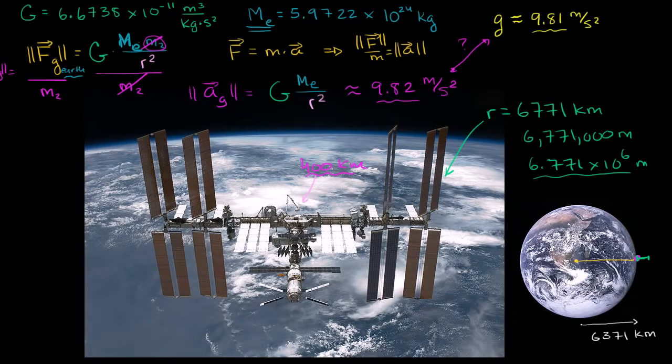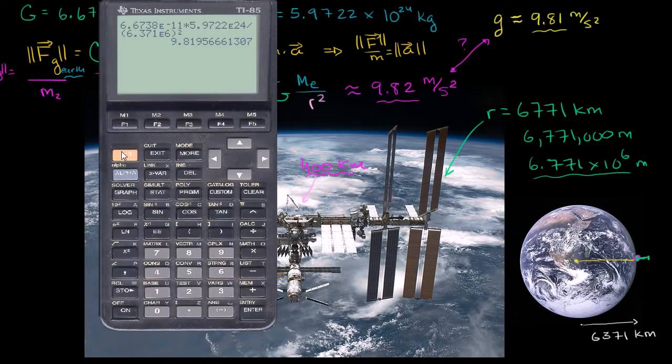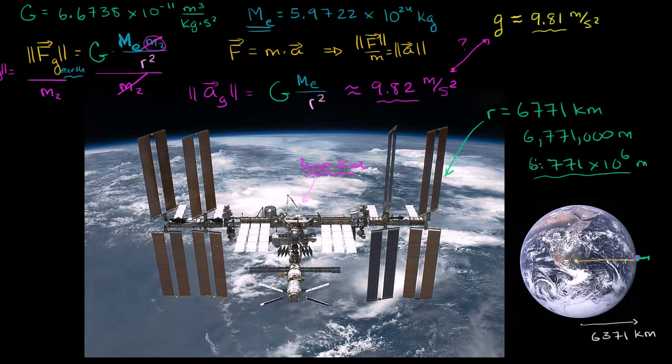So let's go back to our calculator, and we should just be able to use the last entry we had, and instead of 6.371 times 10 to the 6th, let's add 400 kilometers to that. So then we get 6.771. We're adding 400 kilometers, so it was 371, now it's 771 times 10 to the 6th. And what do we get? We get 8.69 meters per second squared. So now the acceleration here is 8.69 meters per second squared.